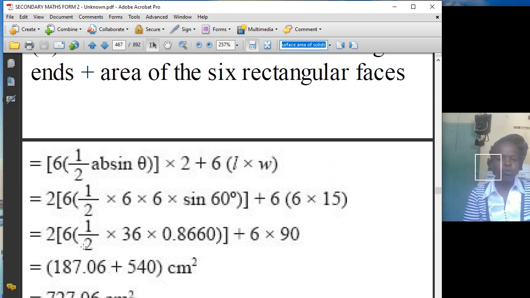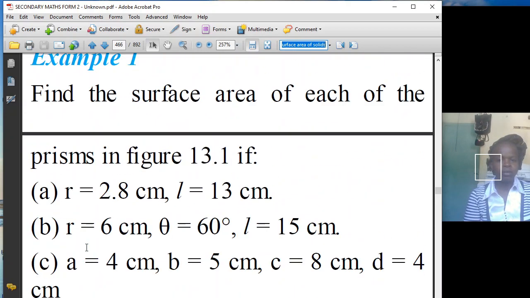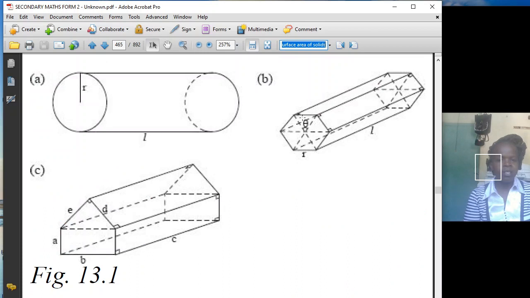So what I want to be clear about here, I have said these triangular faces can be done in different ways depending on the information given. Here, we landed on a case whereby the sides are rectangular.